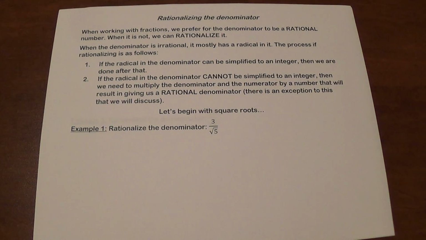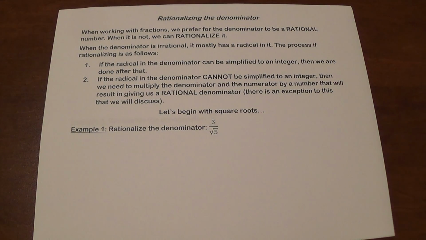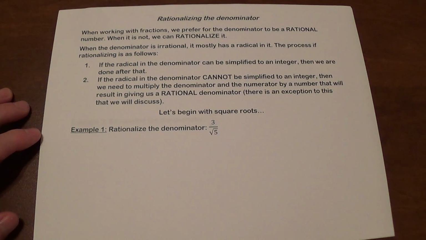If you can simplify it to an integer, like for example if it's a square root of 4, which becomes 2, then you simply do that. But when it's not, you're going to need to multiply the denominator and numerator by the number that will give us a rational denominator. But we'll see it's a lot easier to understand how it's done once you work with that.